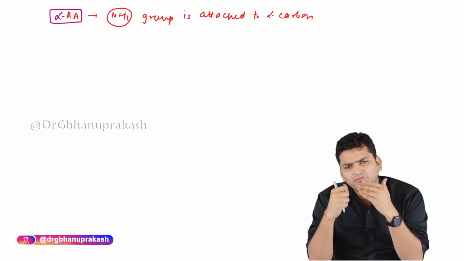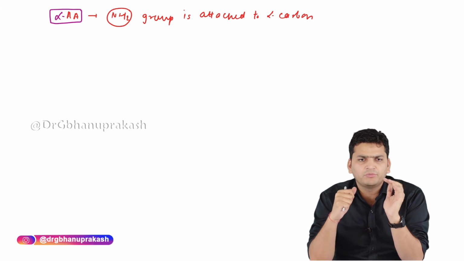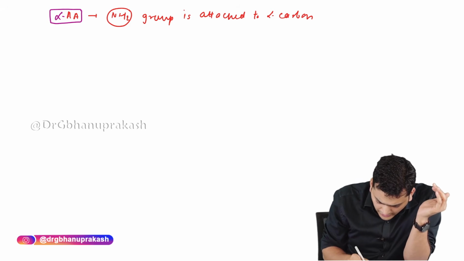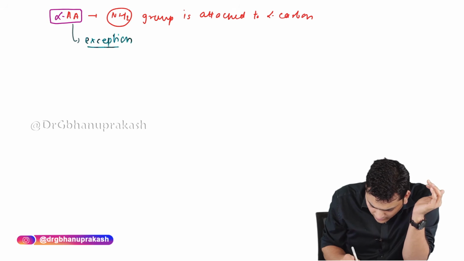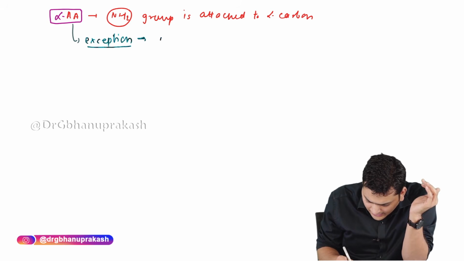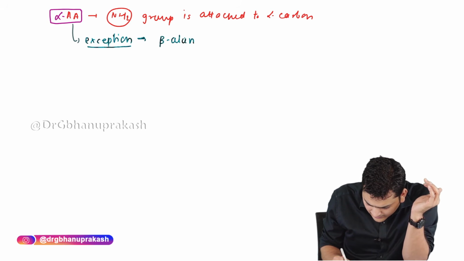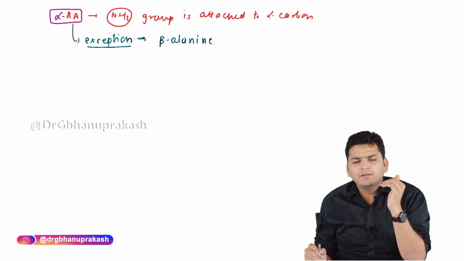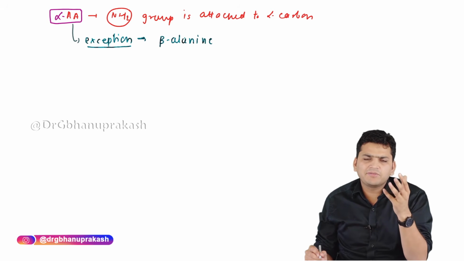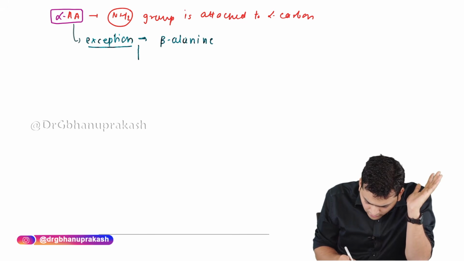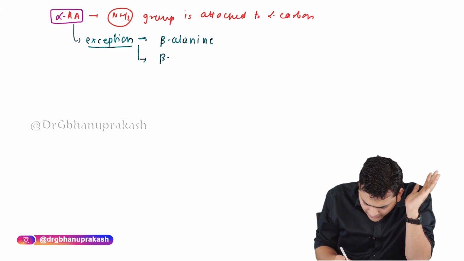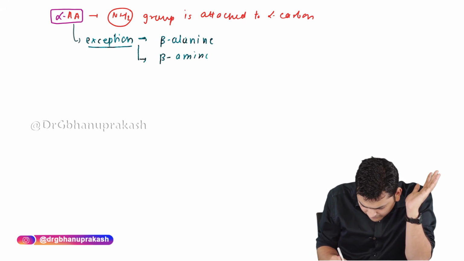There are some amino acids which are not found in the alpha form, and this is what we need to know. The exceptions to the alpha amino acid, meaning the amino acids which are not found in the alpha form, are beta alanine. The name itself is very clear that the amino group is attached to the beta carbon, that's beta alanine. One more exception that we can add is beta amino isobutyrate.